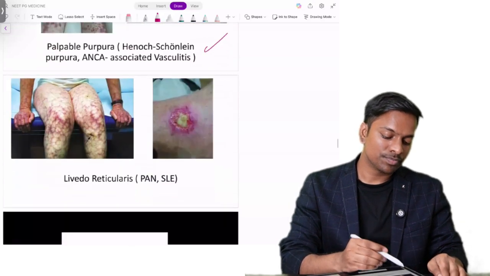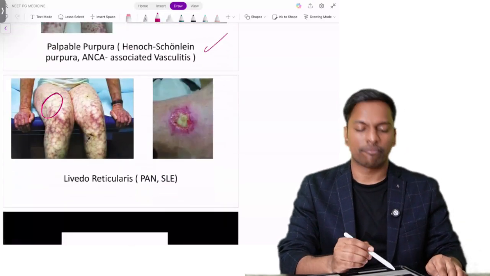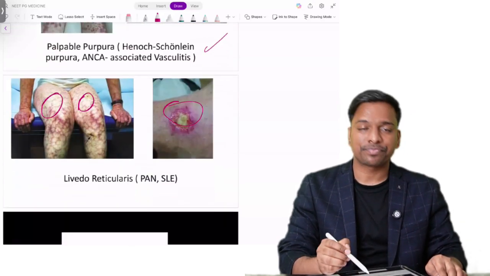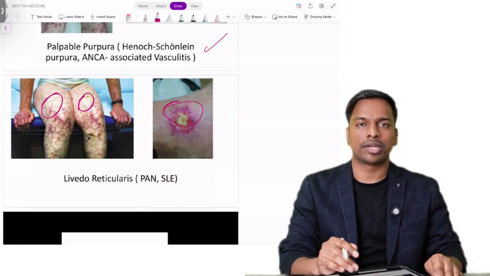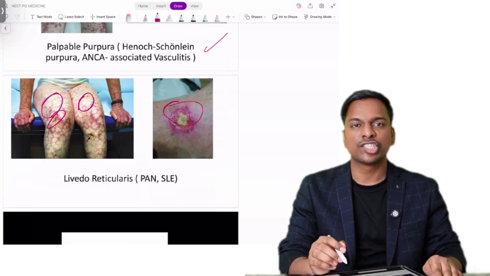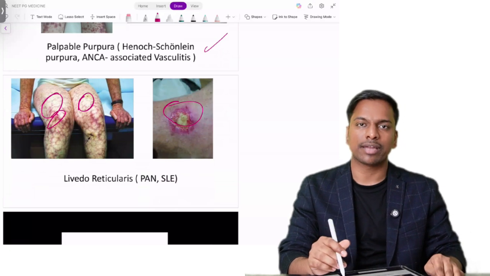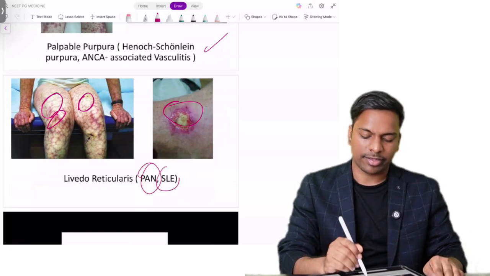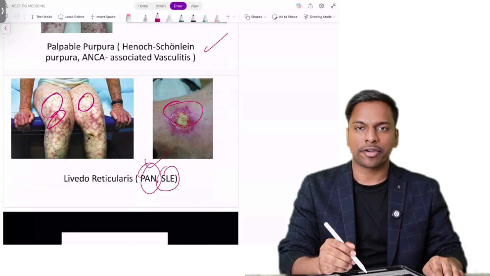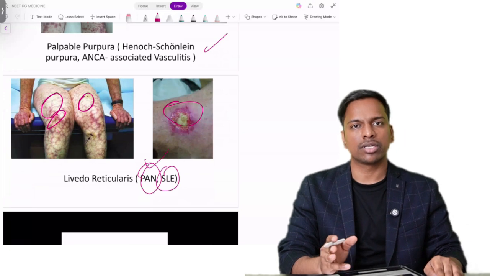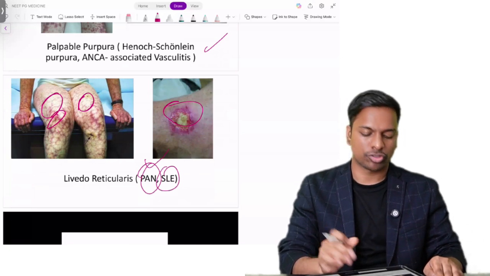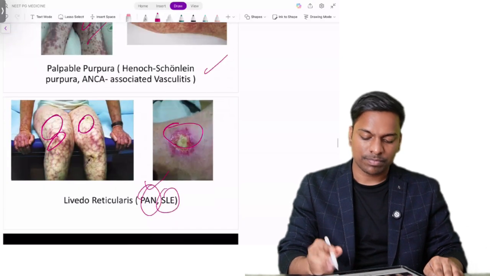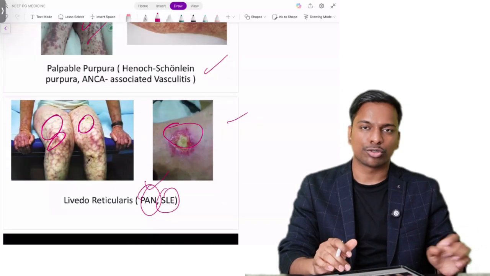Here, if the patient has this type of skin feature, this is nothing but livedo reticularis. This purplish pigmentation is called livedo reticularis. It is again seen in polyarteritis nodosa and SLE. In polyarteritis nodosa, this can also be given along with some vascular images within the nodes. So these are some important things that you should know about vasculitis.